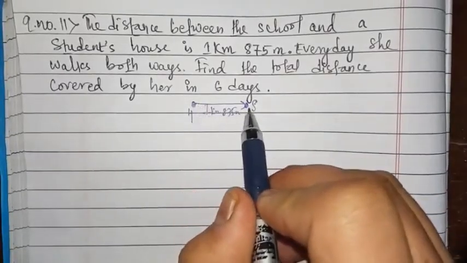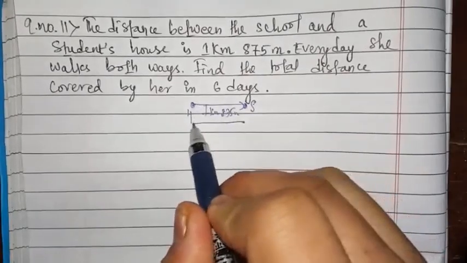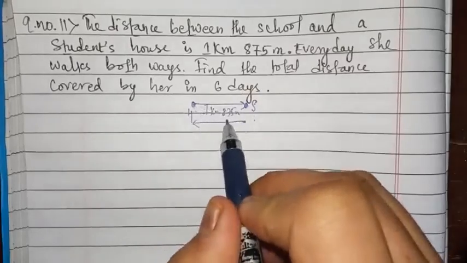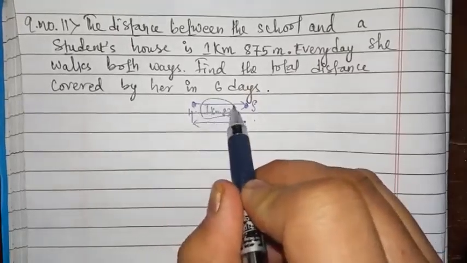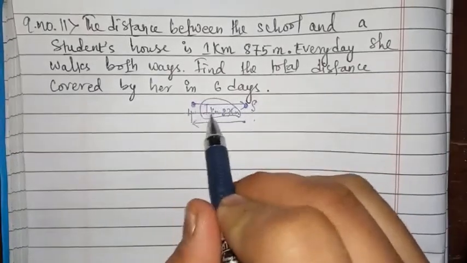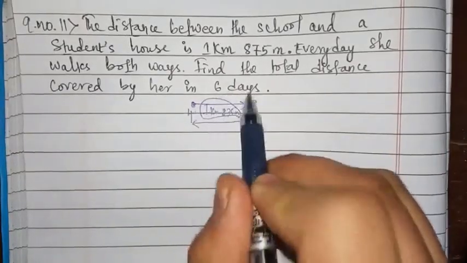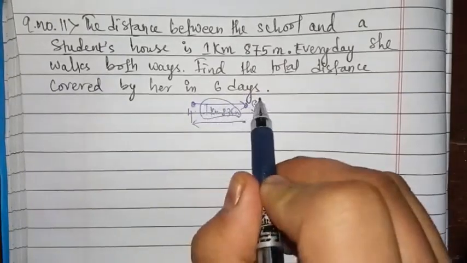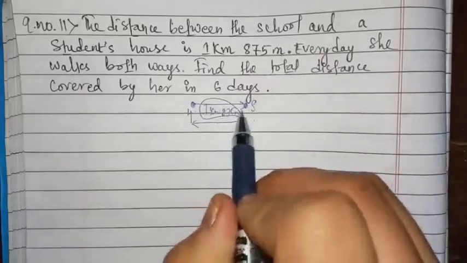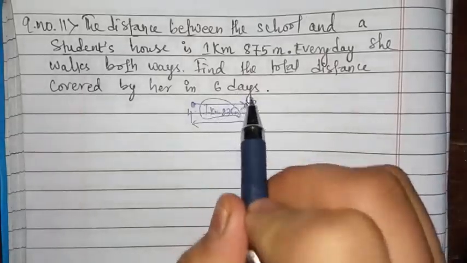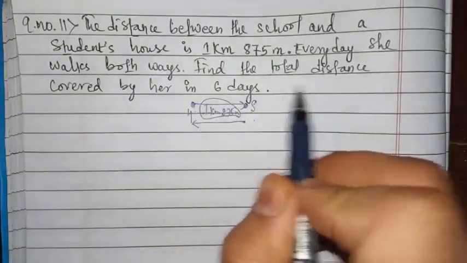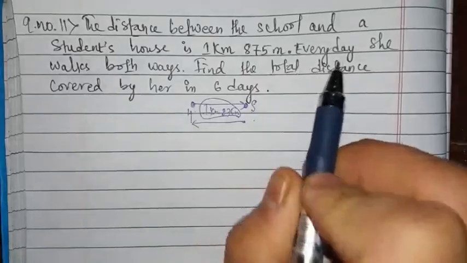Not only that, she will also return back, isn't it? She will not stay in the school, so she will return back to the house. Similarly, she will cover this much distance again while coming back home, so the total distance will be double of this, that is 1 kilometer 875 plus 1 kilometer 875 meter. So in one day, that much distance will the girl cover. If in one day the girl covers that distance, then what will be the distance in 6 days? That we have to find.